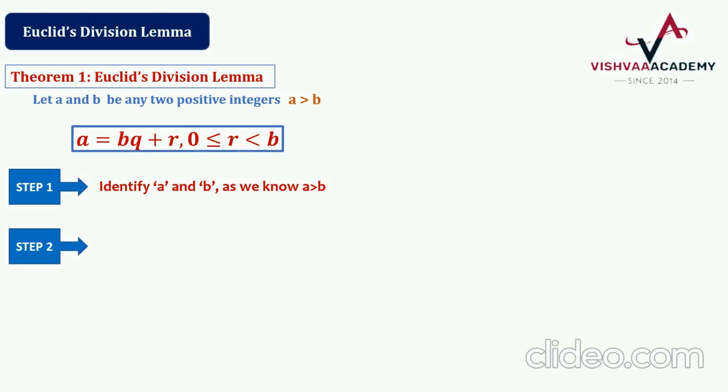Step number 2, write the given numbers in Euclid's form. So what is that Euclid's form? This is a = bq + r.